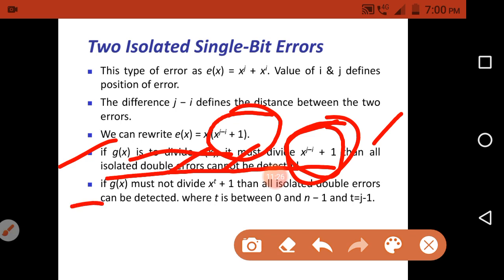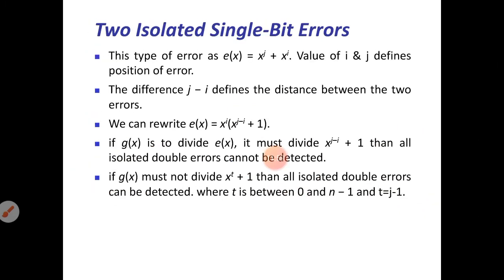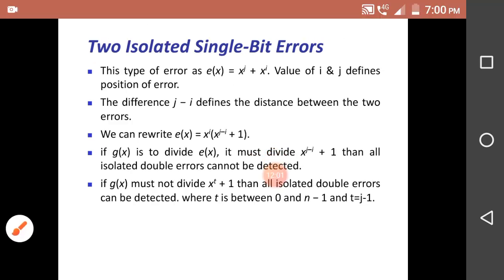The next point is that g of x must not divide x^t plus 1. T is nothing but j minus i here, which is actually x raised to j minus i plus 1 only. If the particular g of x is not dividing this x raised to t plus 1, then the two single bit errors can be detected. Not dividing means the remainder cannot be equal to 0, then the two single bit errors can be detected. So this is a two isolated single bit error.